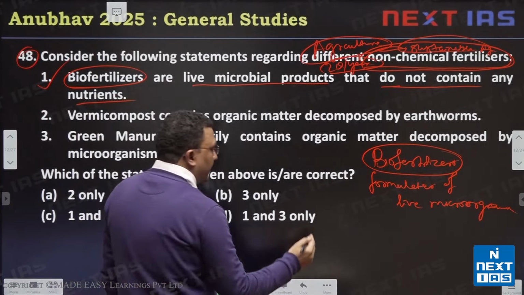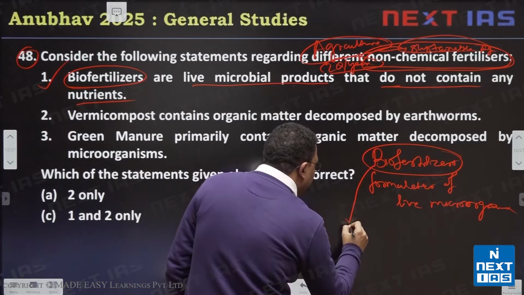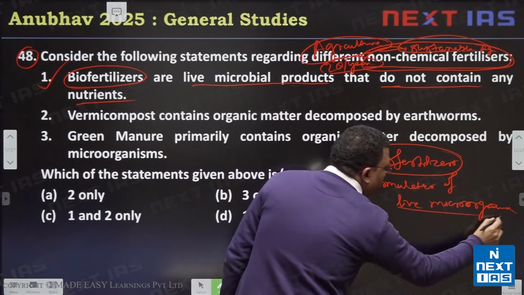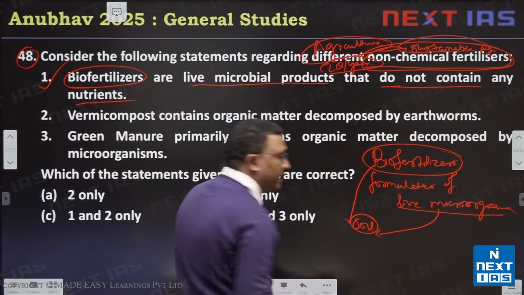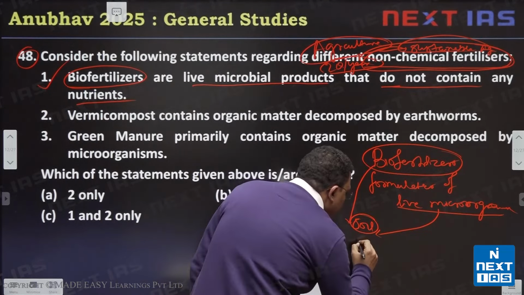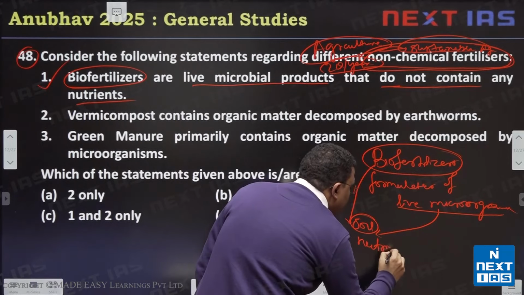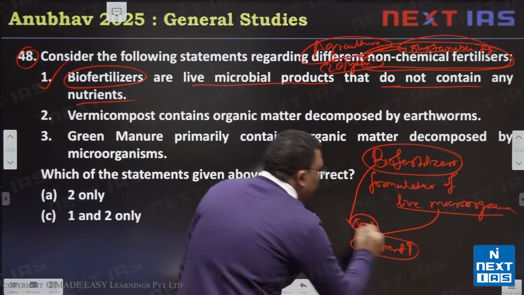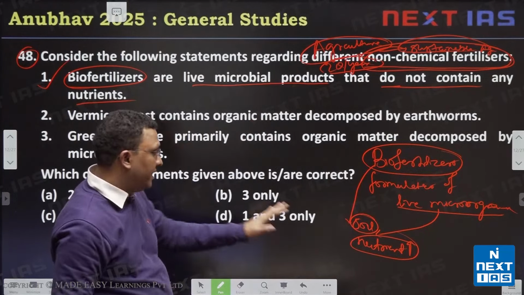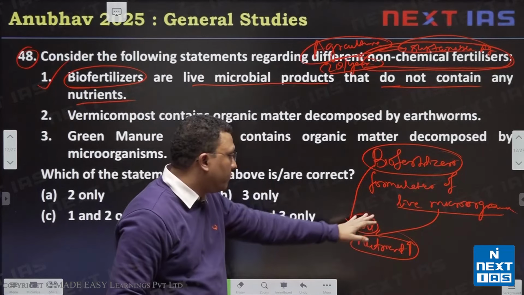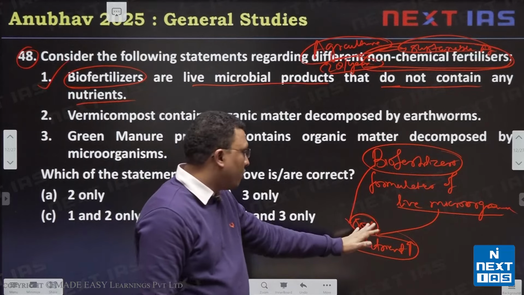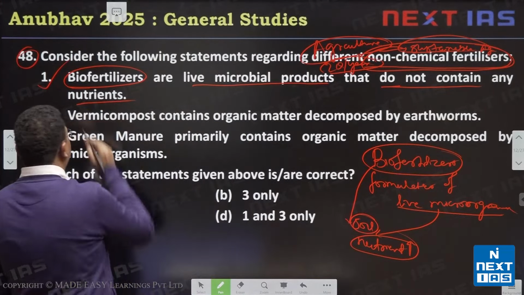So what happens is that when you apply this biofertilizer to soil, these live microorganisms perform certain biological activities, and those activities lead to an increase in nutrient content in the soil, right? So biofertilizers as such do not contain any nutrients. It is the biological activity of these live microorganisms that leads to an increase in nutrient content in the soil. So this is a correct statement.